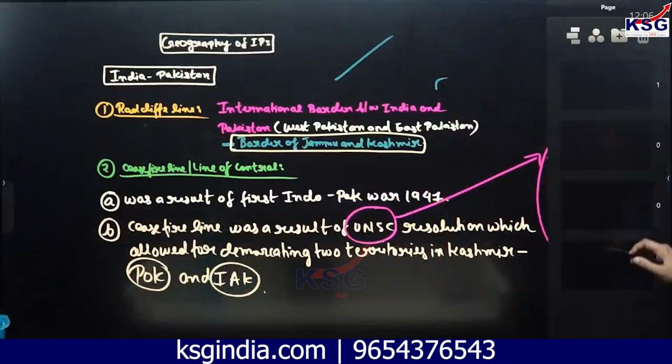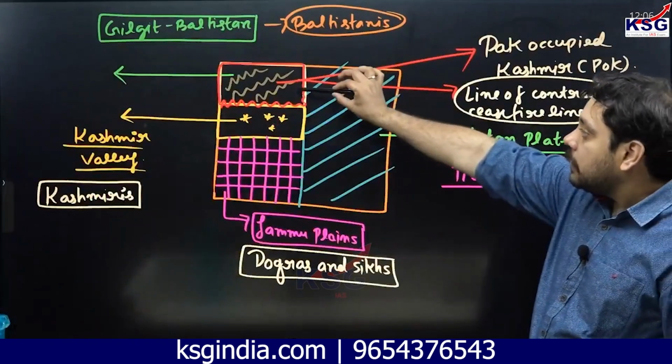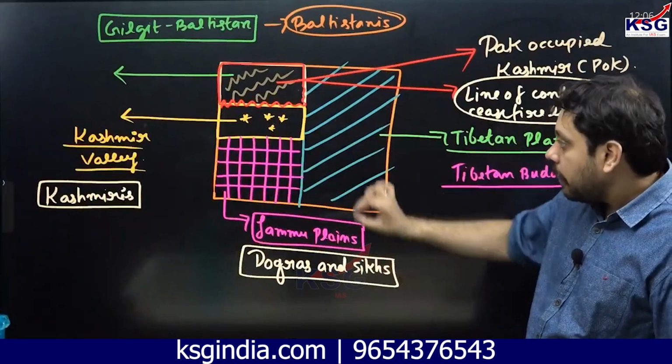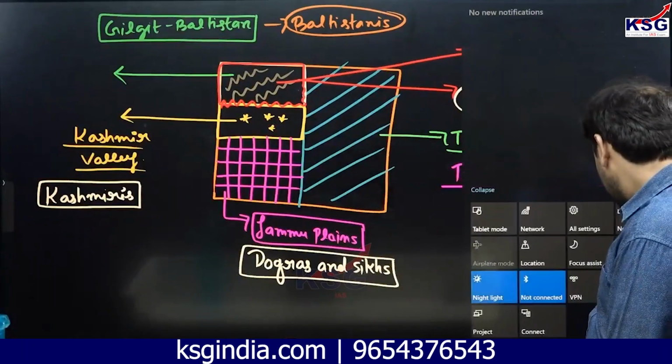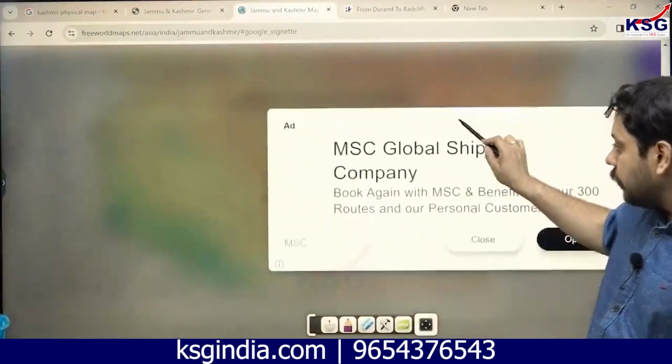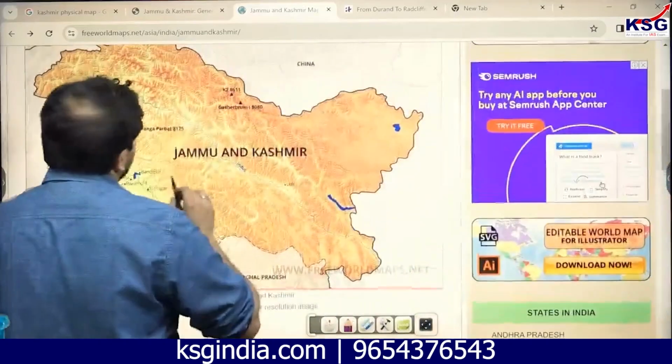Please take a look at this diagram again. You have the plateau region, the Gilgit Baltistan, Kashmir Valley, Jammu Plains, right? This entire region is what you can understand as the plateau region in Kashmir. Clear? Let me show you through a different map again.